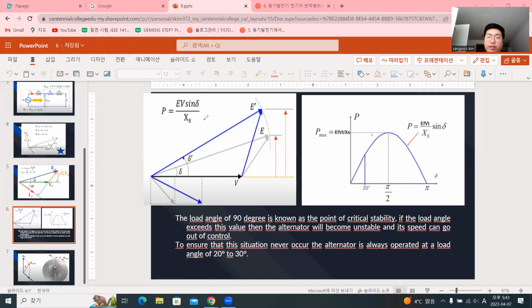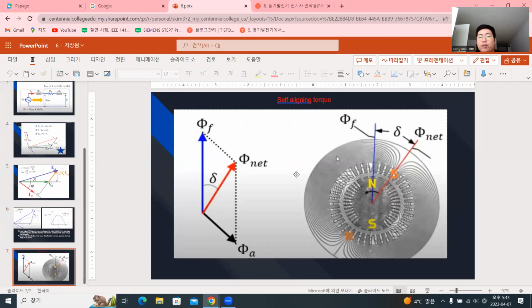And then the last part is here. This is the excitation current part, and this is the armature current. When we add these two to make the net flux, the angle between them is what we call the torque angle. The net flux and the rotor flux want to stay together, and we call this the self-aligning torque.